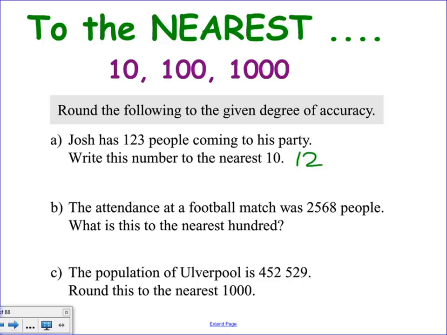Good? 120? Everyone happy? So, to the nearest 10, we're interested in this digit. The next one along is a 3, so we round down to 120. Attendance of football match, 2,568. Preston on Saturday, just about. Okay?